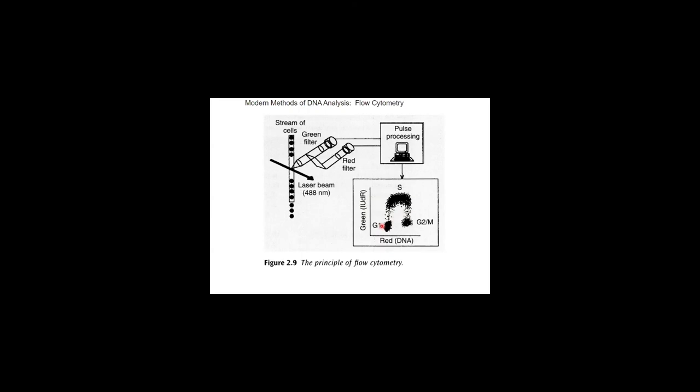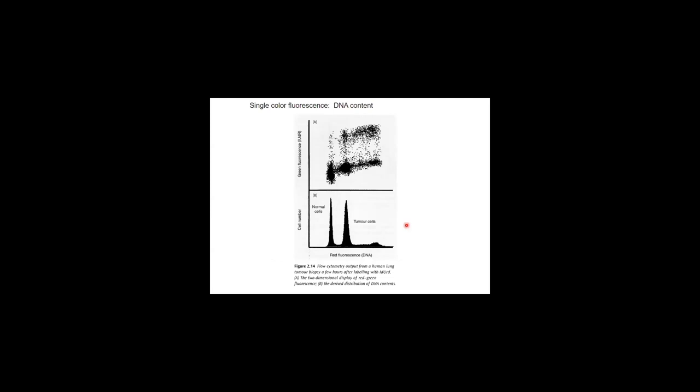So now we can ask the question, and each dot here represents a cell. How many cells are here? How many cells are here? How many cells are here? We can use that to get an idea of what percentage of cells are in what phase in the cell cycle. Now, just to point out that tumor cells are often aneuploid and have more DNA in them than normal cells do. Here's the plot of what a one-dimensional plot would look like for normal versus tumor cells, and you can see that the tumor cells have a higher DNA content because they are aneuploid.